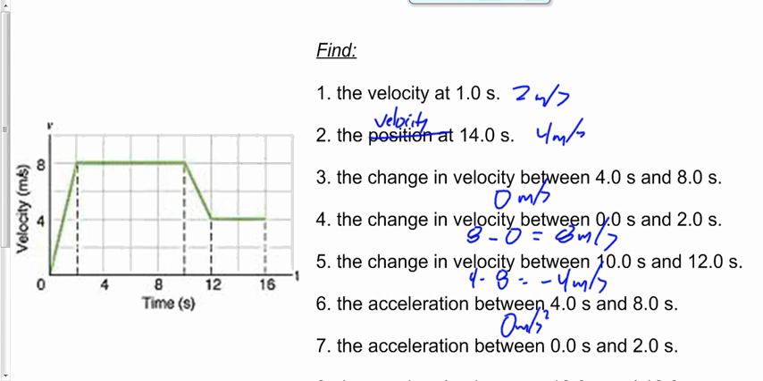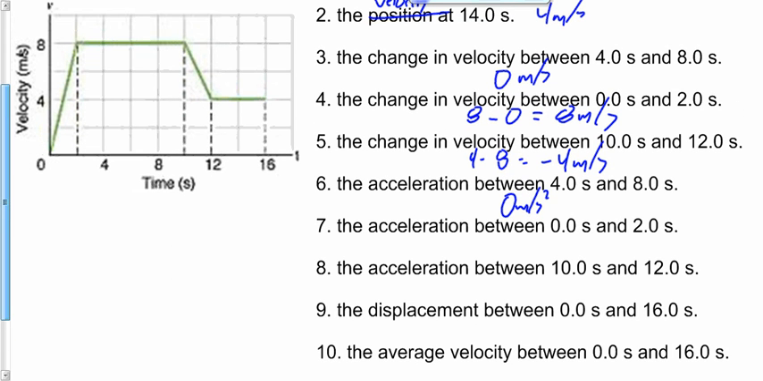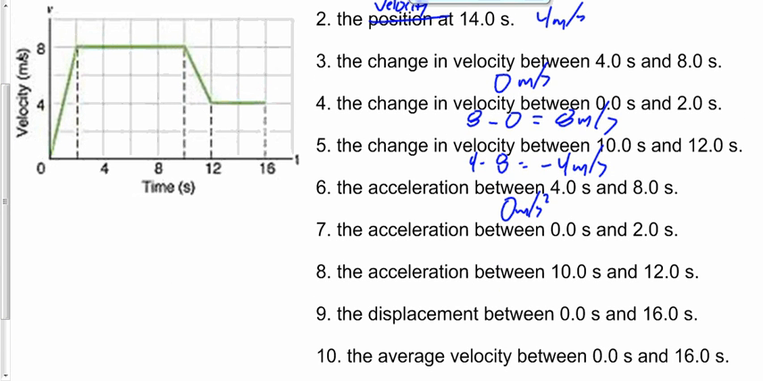The acceleration between 0 and 2. Oh my goodness, they keep going on and on. Acceleration between 0 and 2. Oh, he said the change in velocity between 0 and 2 was 8 meters per second. The time was 2, so it's going to be 4 meters per second squared. Between 10 and 12, same deal. Delta V over delta T. Oh, it's going to get uglier in a second here. Between 10 and 12, it was -4 for my change in velocity. 2 seconds, -2 meters per second squared.